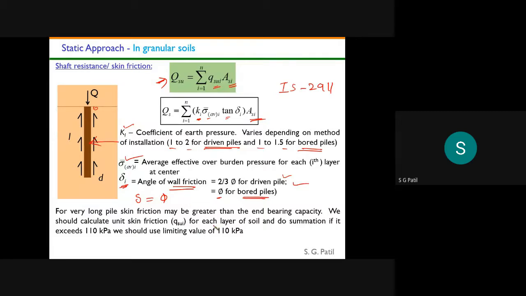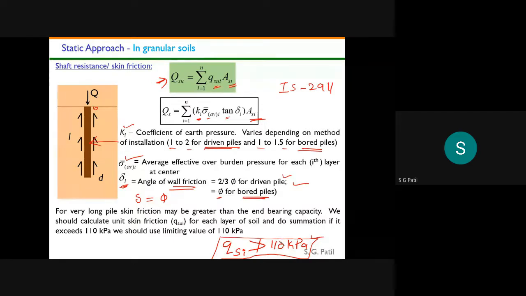And here they will also mention some cap value. That means your shaft resistance, that is the total QSI, should not be greater than around 110 kPa. This is the cap value, that is the limiting value. Whenever you are solving the problem, if you get your skin resistance or unit skin resistance more than 110 kPa, then you should restrict it to 110 kPa.